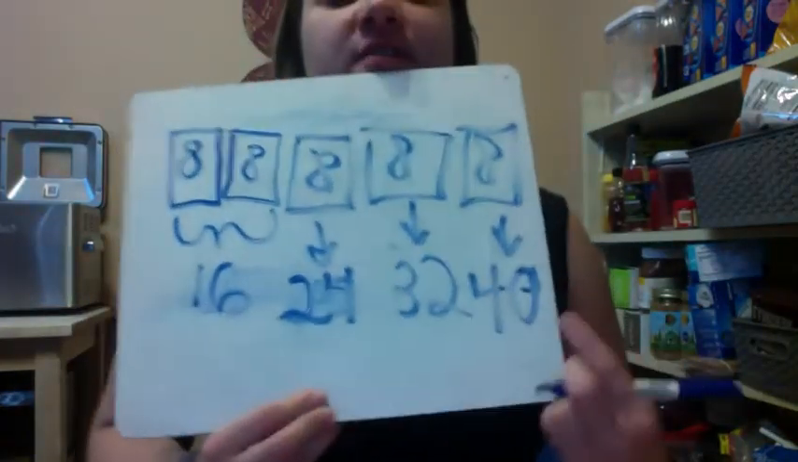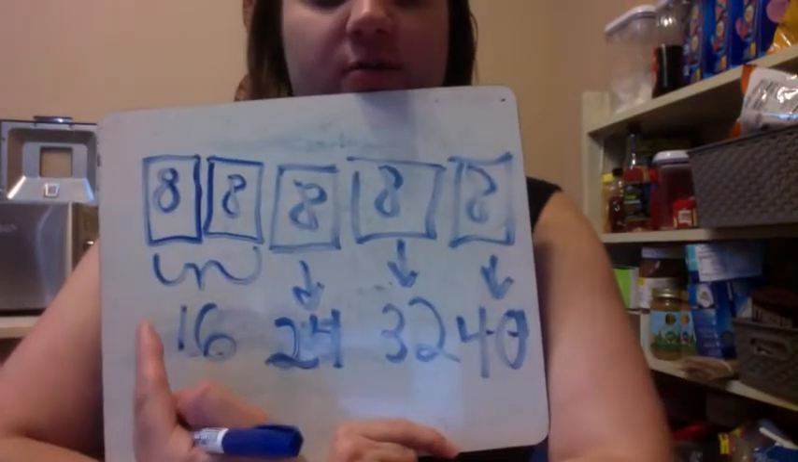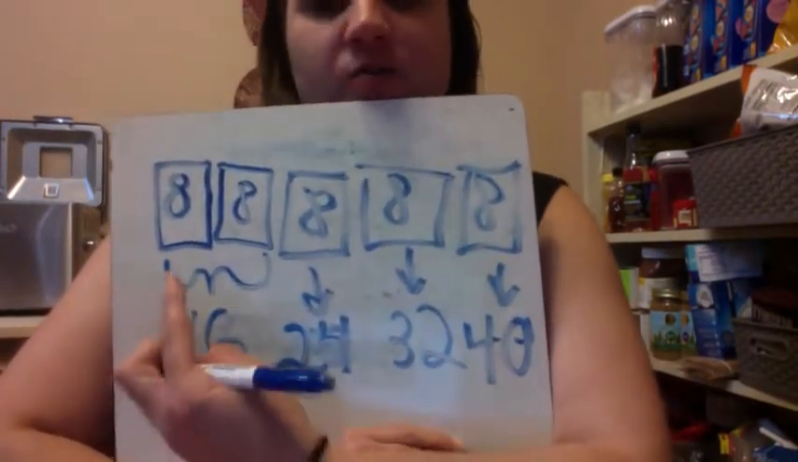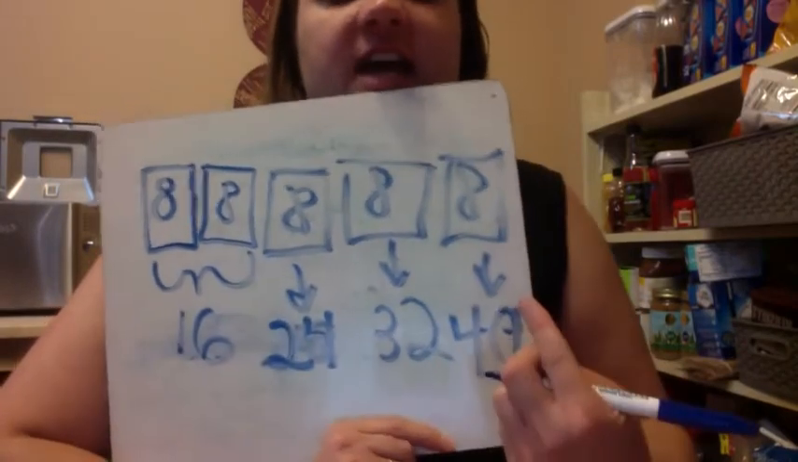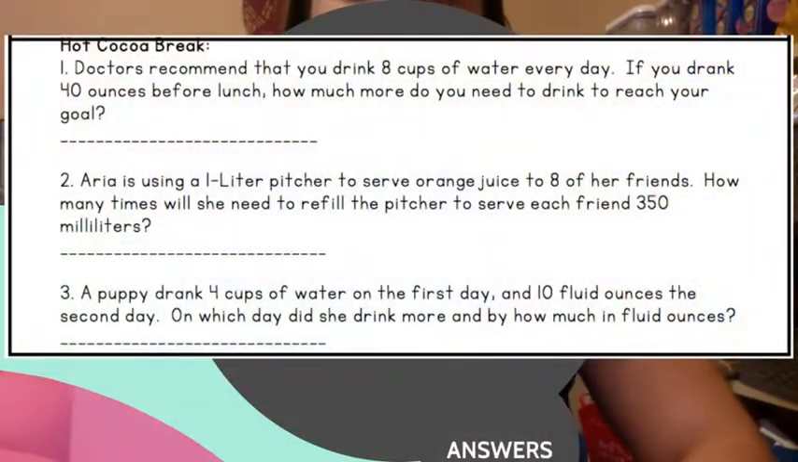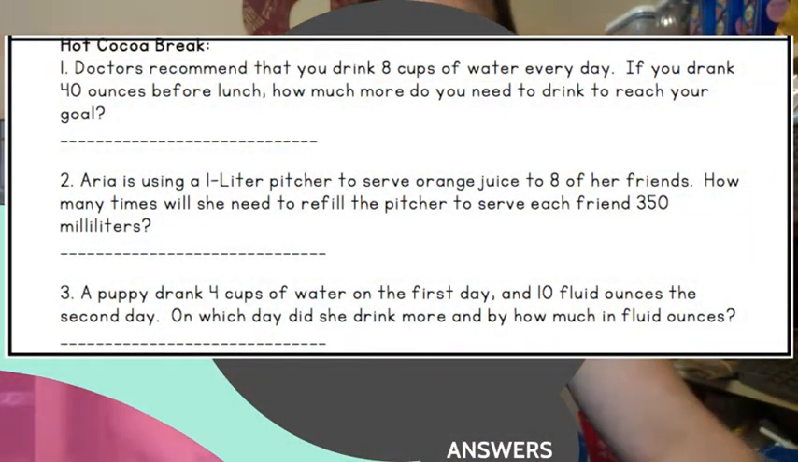8, 16, 24. Then the next one, we add a cup. We're at 32, like so. And then 5 cups brings us to 40. So if we drank 40 fluid ounces, that means we've drunk 5 cups, right? Because 1 cup is 8, 2 cups is 16, 3 cups is 24, 4 cups is 32, and 5 cups is 40 ounces. So how much more do you need to drink to reach your goal?